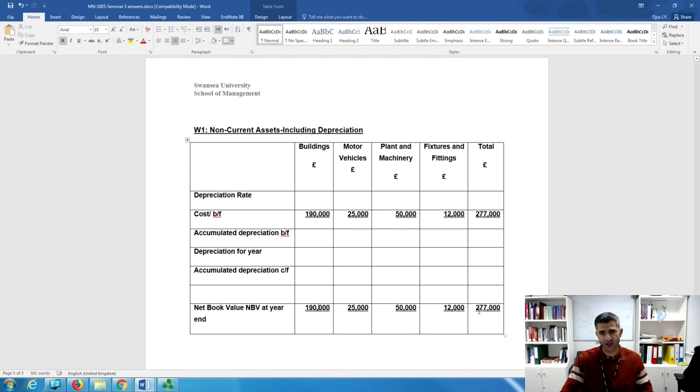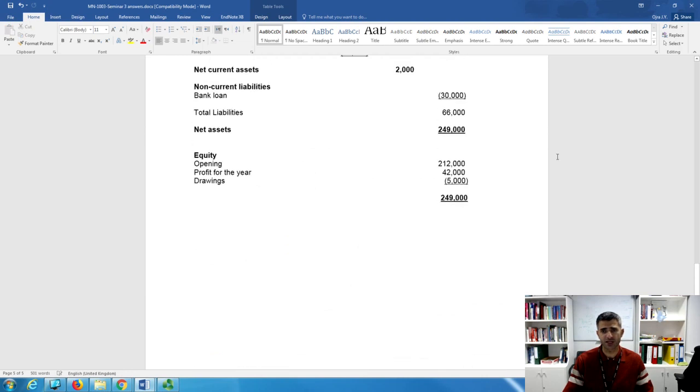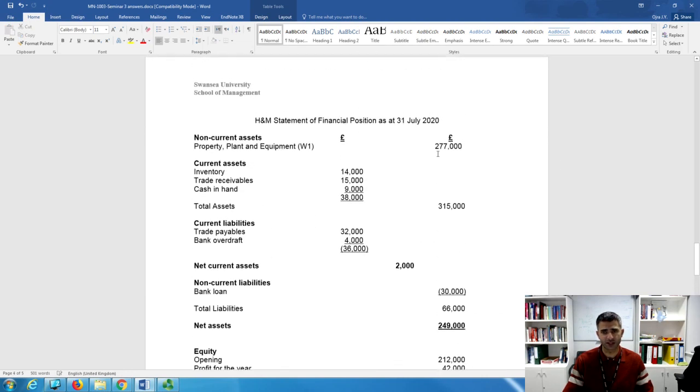And again, if you add them together, that's £277,000. What does that mean? This means the business has non-current assets of £277,000. So if you go back to the statement, this is what you start with here, isn't it? £277,000. We call it non-current assets, and we label it under property, plant, and equipment, PPE. Yeah. So then you start with current assets.